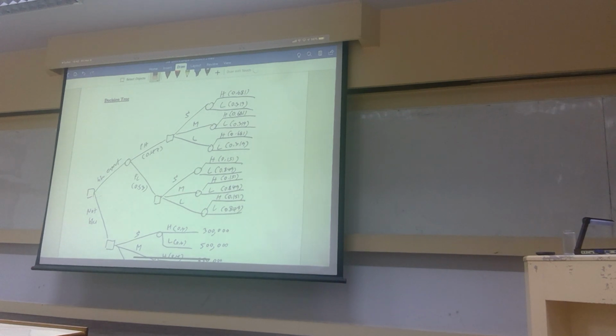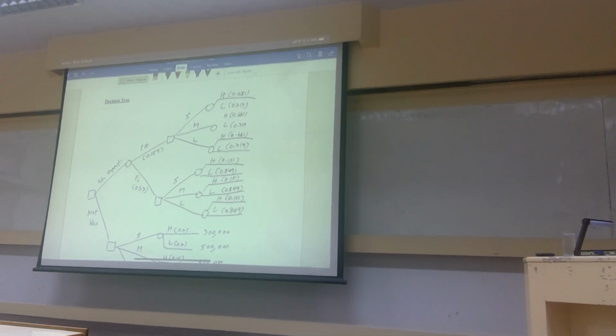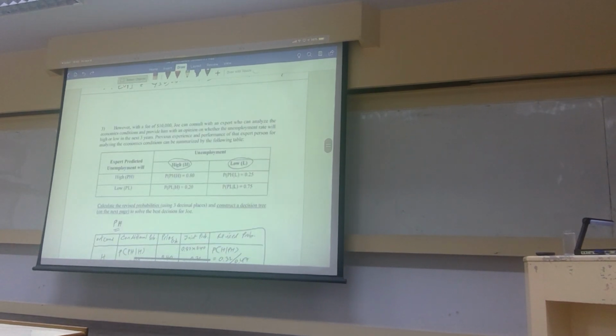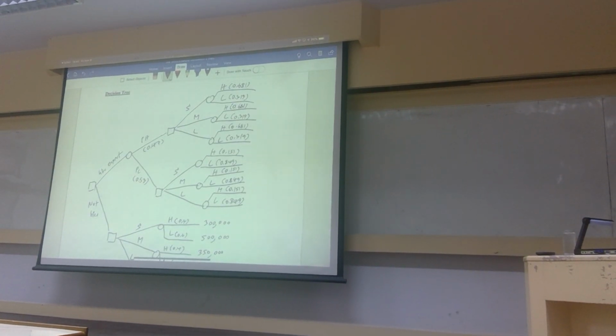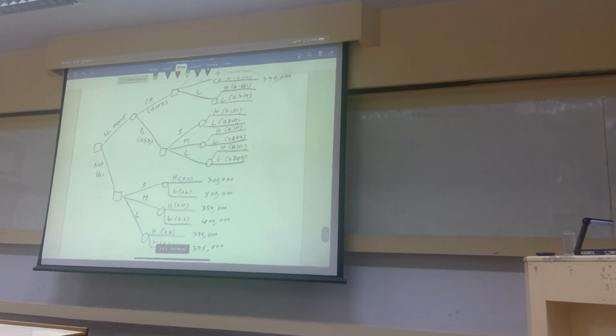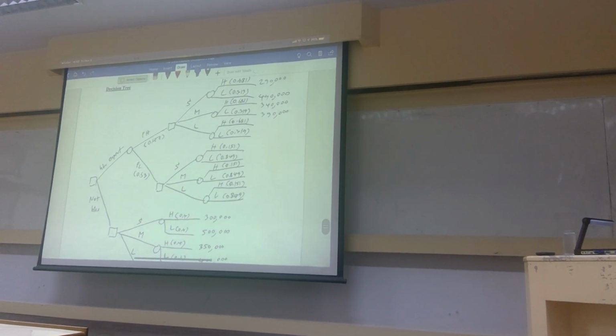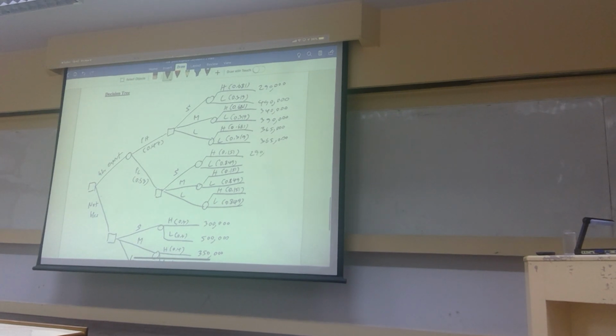Next, we need to fill in the payoff. The payoff under the case of the expert deducts the cost of the expert, which is shown here as a fee of $10,000. So we deduct 10,000, and we have 290 here, 490, 340, 390, and this one 365. For predict low, once again, you have the same.